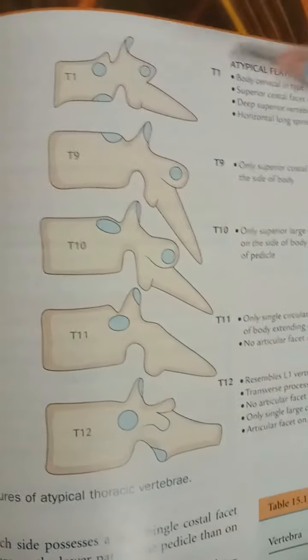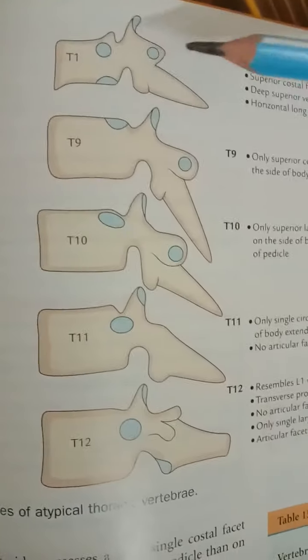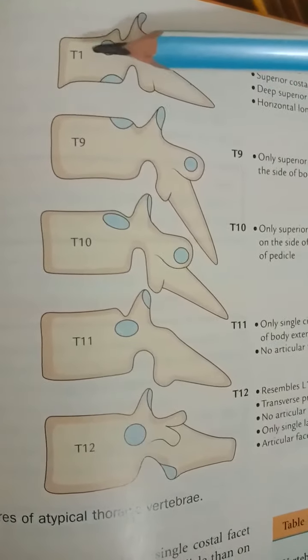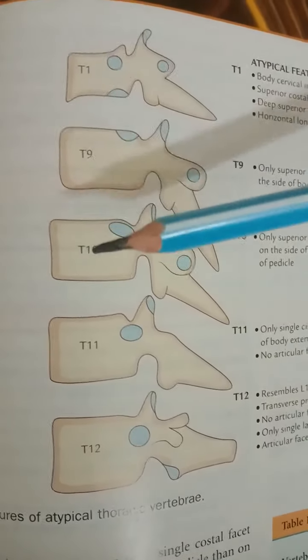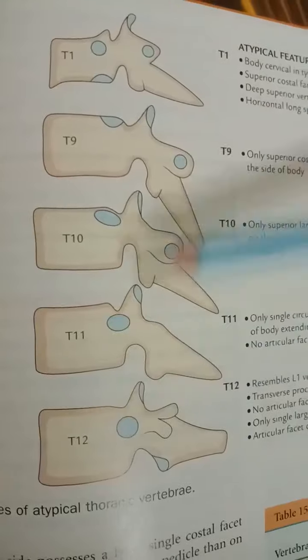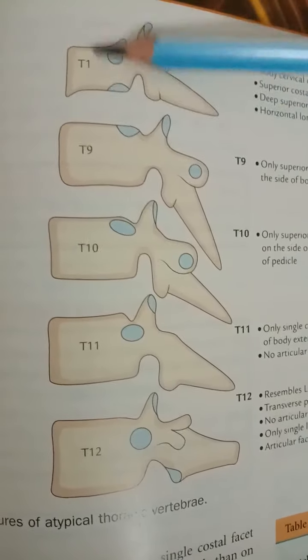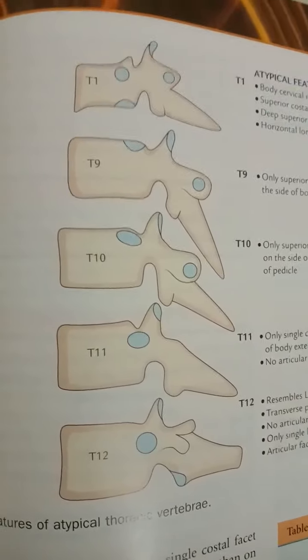Then let's see the atypical thoracic vertebra. So first we have to see T1, then T9, then T10, then T11 and T12. So these 5 are the atypical thoracic vertebrae. So let's see first the first thoracic vertebra, that is T1.